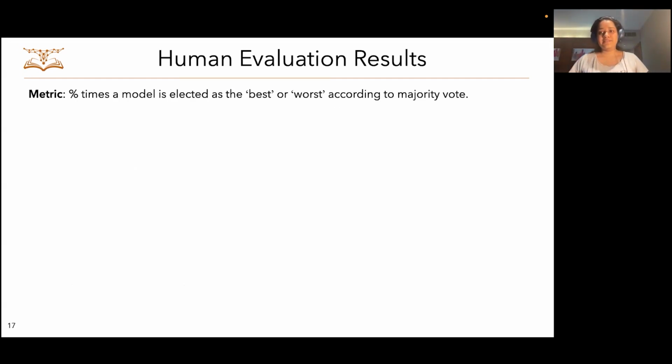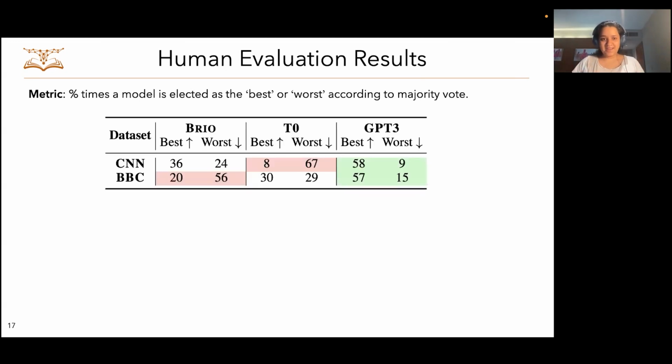Okay, let's look at the results now. The metric that we report is the percentage of times a particular model was selected as the best or the worst according to the majority vote between the 3 annotators. And this is what the results look like.